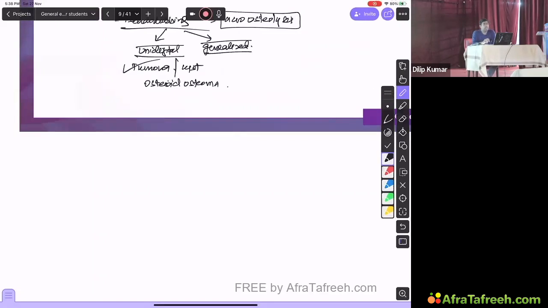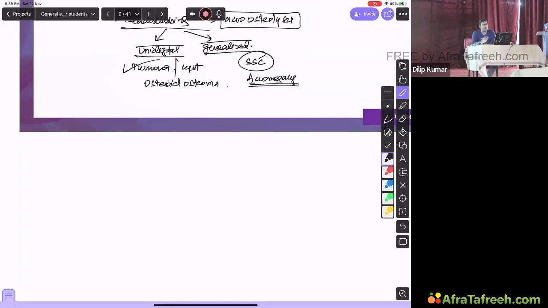Then you can see generalized pseudo clubbing, a generalized condition that produces acro-osteolysis, lysis of the bone. The classic example is systemic sclerosis, because of significantly low perfusion to the distal areas. Systemic sclerosis or scleroderma is a vascular problem, with low perfusion to the distal areas. So that is causing clubbing. And apart from that, you can have acromegaly. Acromegaly can cause clubbing.